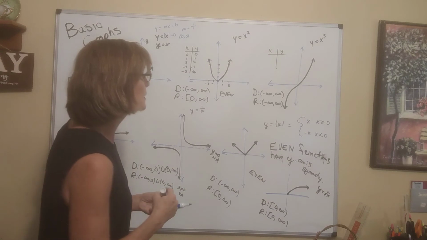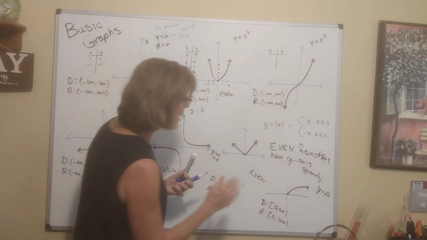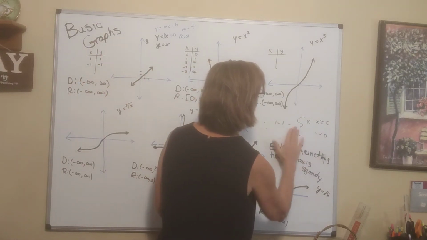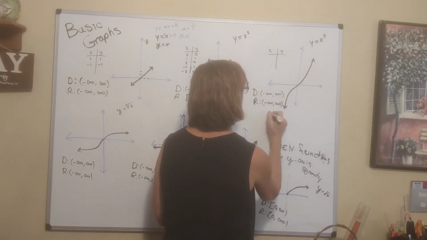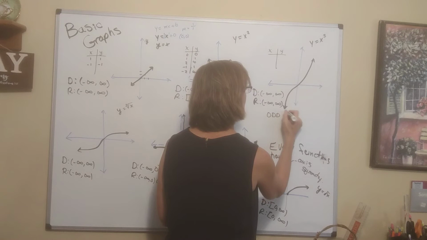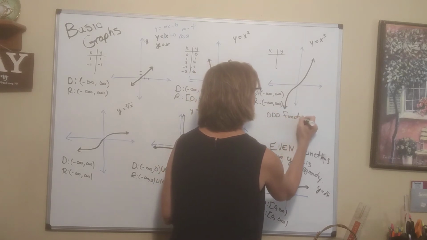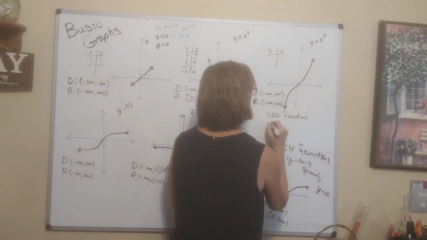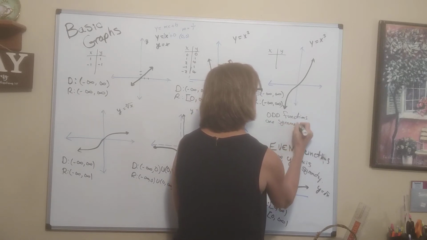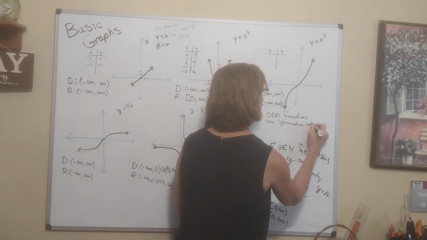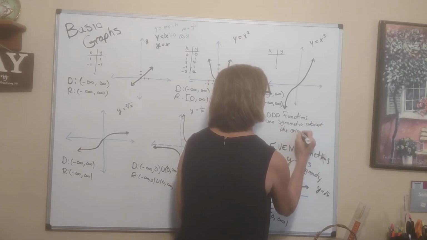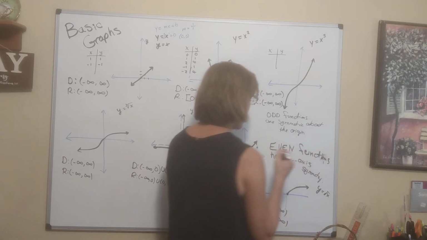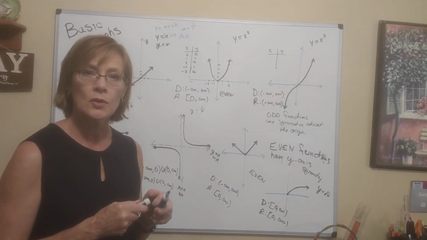Now, there's something called an odd function. I'm running out of room here, so I'm going to erase this definition of what the absolute value is and write an odd function. So what is an odd function? Odd functions are symmetric about the origin. How do you tell if something is symmetric about the origin?